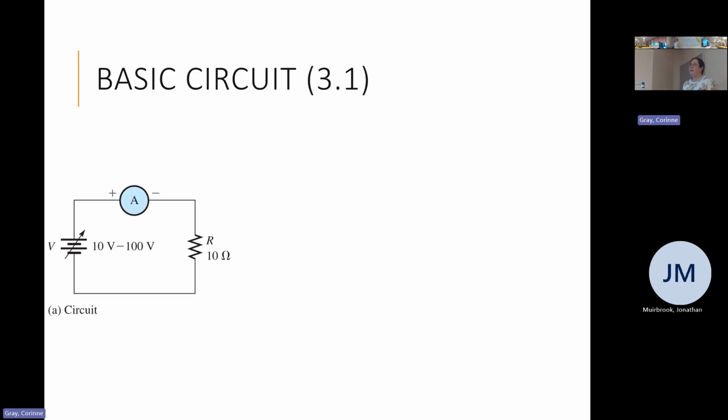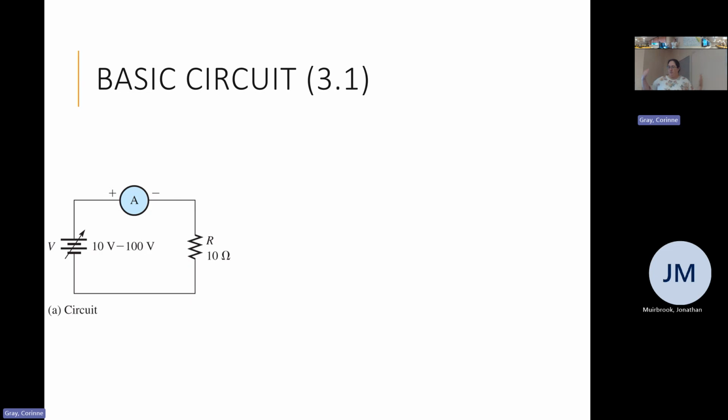So let's look at this circuit here. We have an ammeter, which is going to read our current value. So this is where we're calculating the current. Here we have a resistor that has a value of 10 ohms. And on the left side, we have a battery. But anytime we see one of these lines passing through it, this means that it is a variable battery. So in this case, we have control of it between 10 to 100 volts.